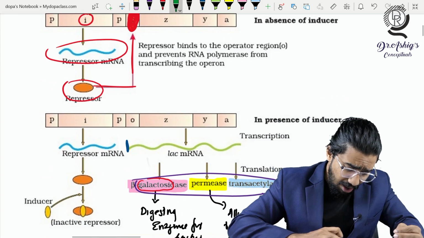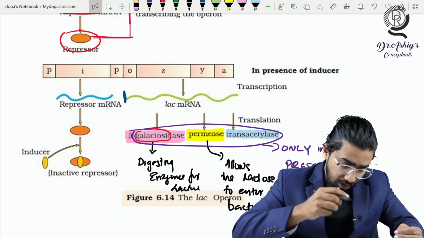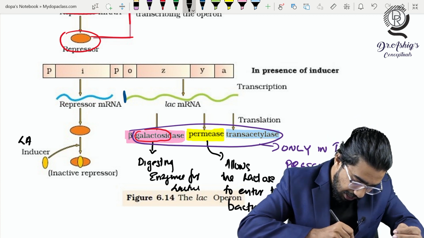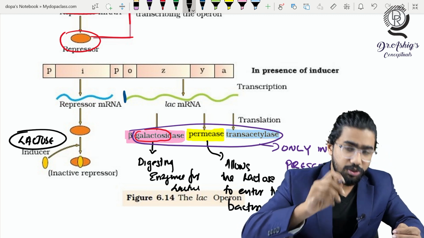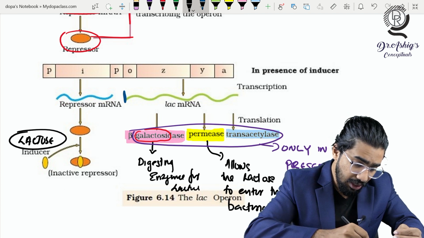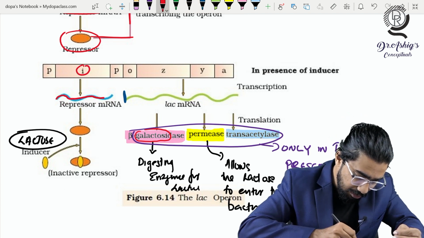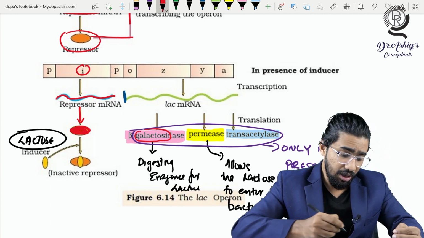What will happen if lactose is present? You have to understand that the lactose will act as an inducer here. In this condition also, and this is very, very important, the I gene will be transcribed. The I gene will produce a repressor mRNA, and the repressor mRNA will produce a repressor protein. That is happening there. But what happens?